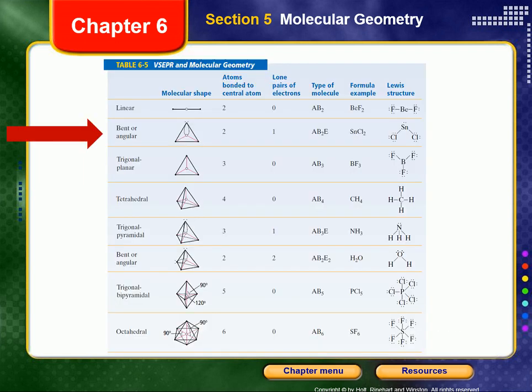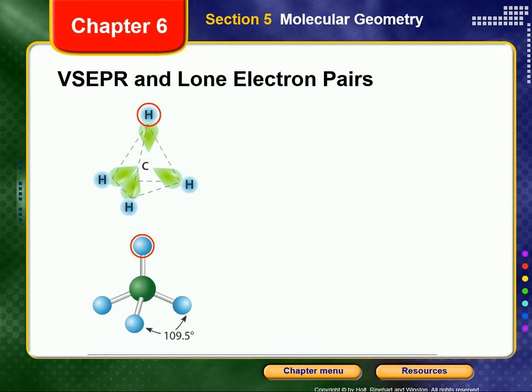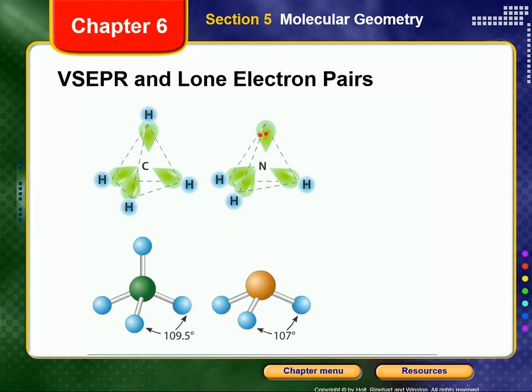Table 6-5 on page 186 of your text or on the screen now also includes an example of the AB2E type molecule. This type of molecule results when a central atom forms 2 bonds and retains 1 unshared electron pair. The atoms attached to a central atom spread out from each other as much as possible. But how does this model explain the geometries of molecules with non-bonding electron pairs? The nitrogen atom in an ammonia molecule has 1 non-bonding pair of electrons. These electrons also repel the adjacent atoms and do so even more strongly. The atoms, therefore, are pushed closer to one another.